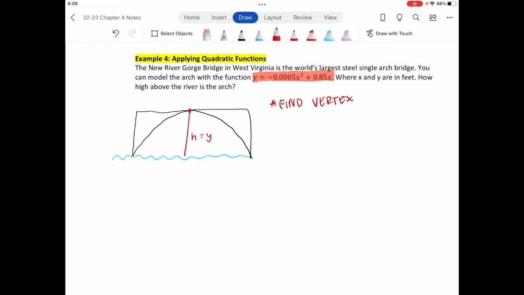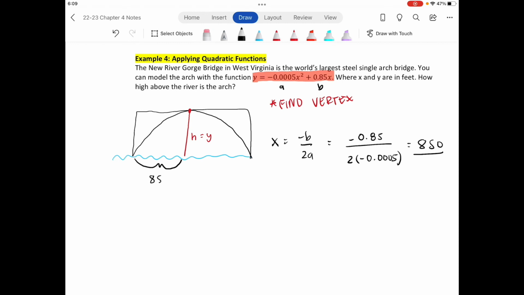And we find the vertex the same way we have in all the other examples. The x-coordinate is going to be equal to -b over 2a. Our a value is -0.0005, and the b is the 0.85. So x is going to be equal to -0.85 divided by 2 times -0.0005. This comes out to be 850. This means from the start of our bridge, we've had to go 850 feet to reach our high point.